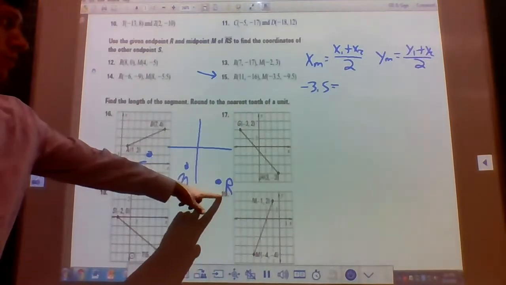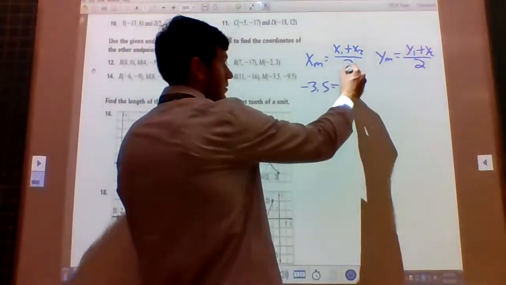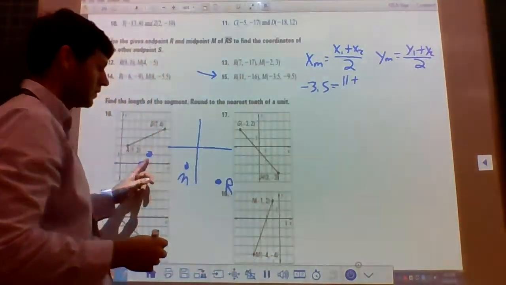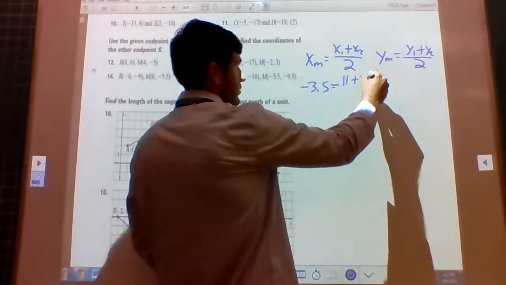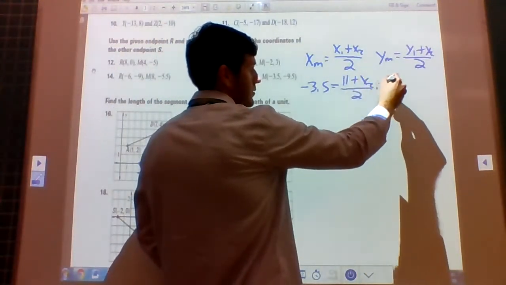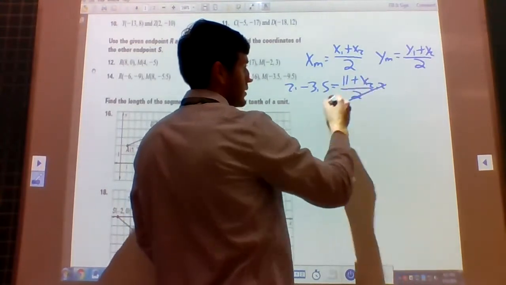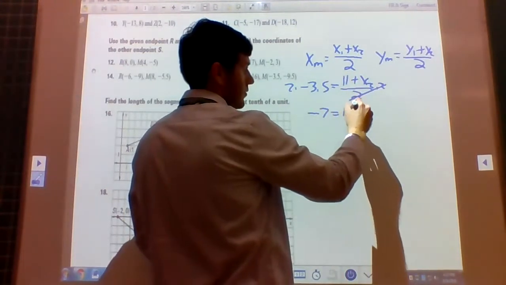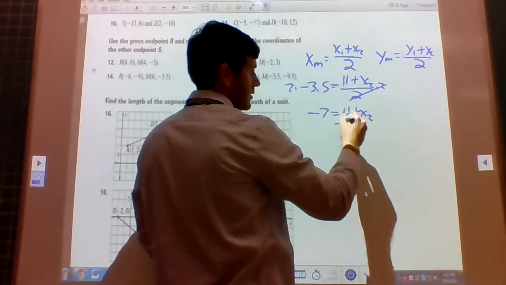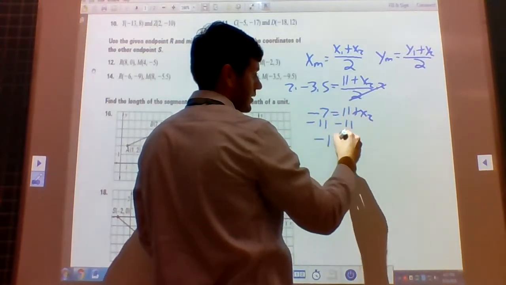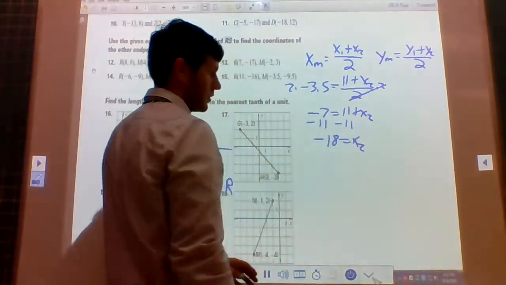Right, so the x coordinate of R is going to be 11. We don't know the x coordinate of S, so that's just x2. We multiply both sides by 2. So we're going to get negative 7 equals 11 plus x2. Minus 11 from both sides, that's negative 18 equals x2. That one looks like it's pretty good.